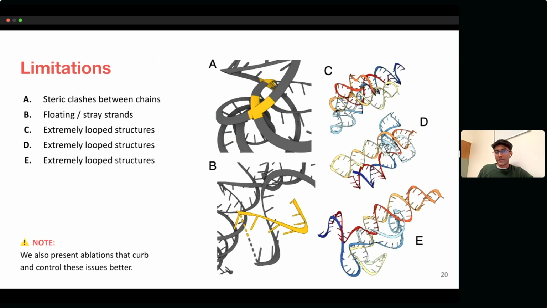So we present methods in the paper that curb and control these issues. We include data augmentations of different types, structural clustering, and length-based sampling, all these tiny tricks that we've tried to really squeeze the juice and get the most out of RNA-FrameFlow. And again, that's all open source for everyone to try out.